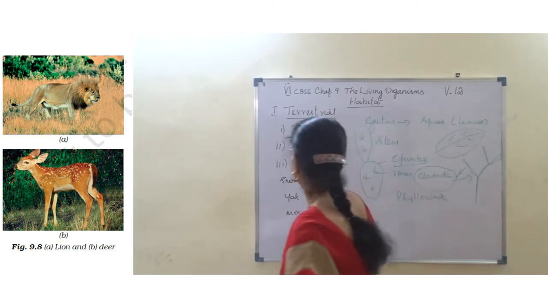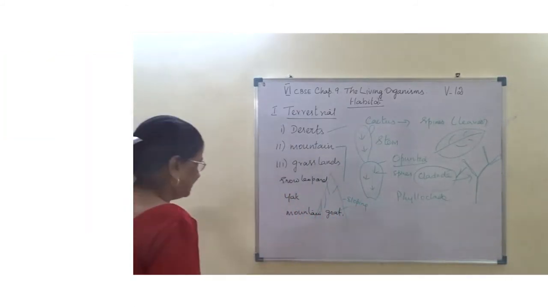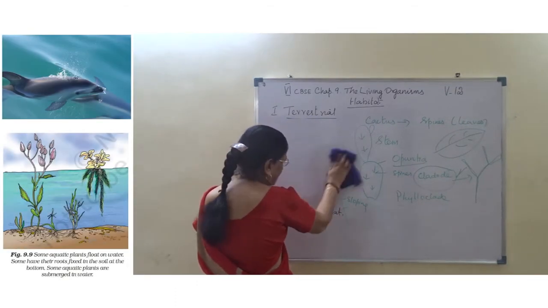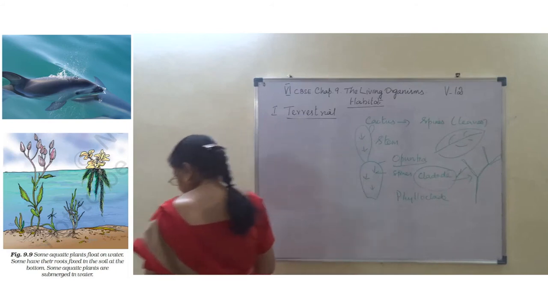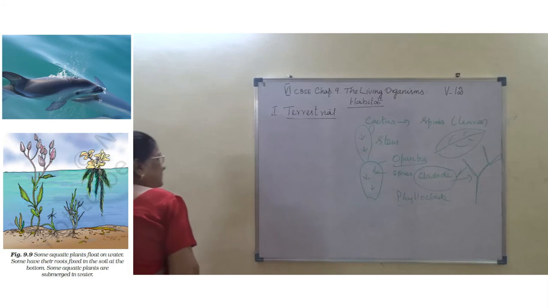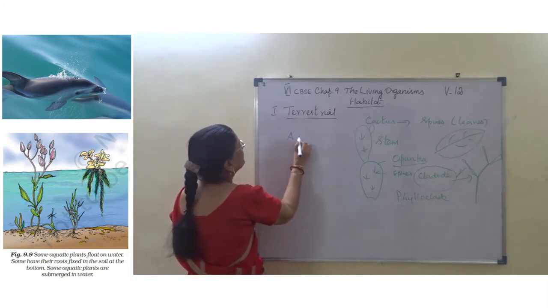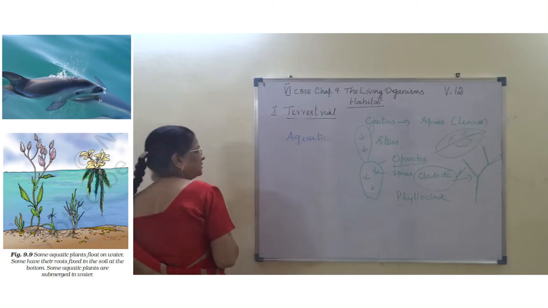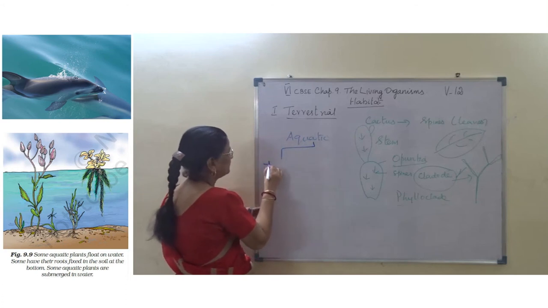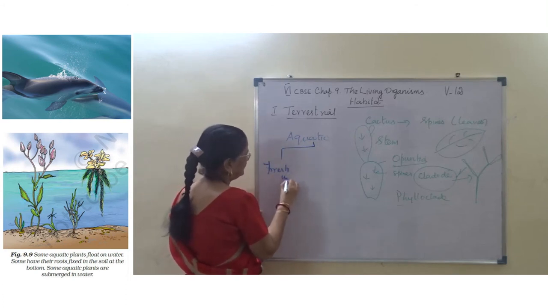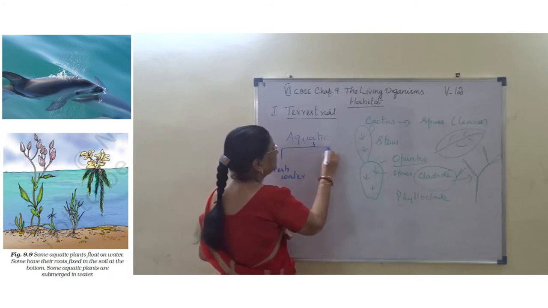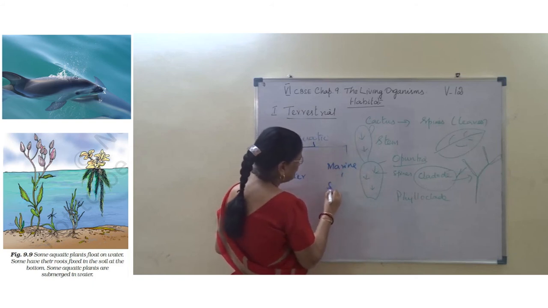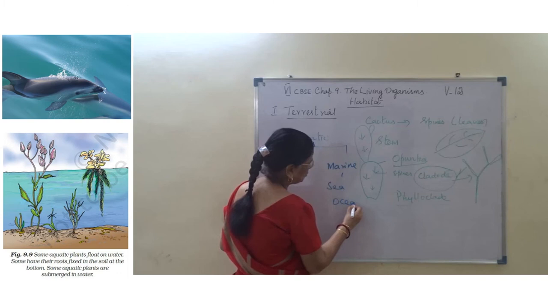So this is for the terrestrial habitat. Whereas in aquatic habitat, aquatic means water. Aquatic forms are of water forms. They are fresh water and marine water. Marine water is in the sea and oceans.